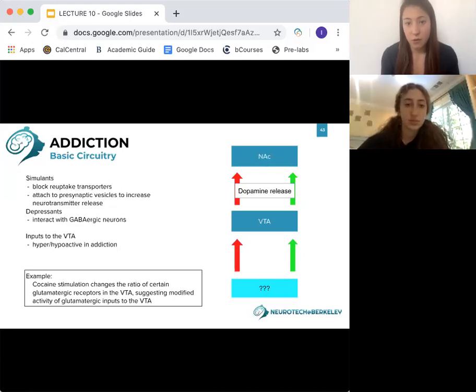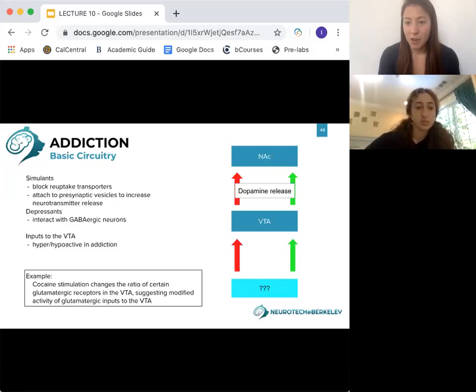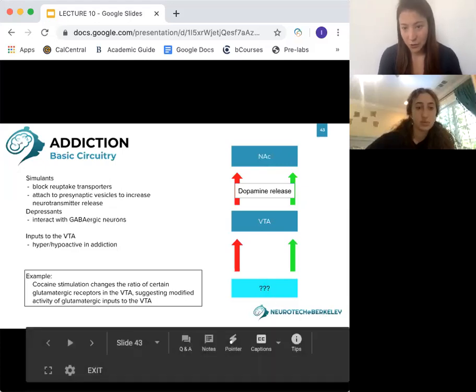Depressants, such as opioids or heroin, block the GABAergic inputs to the VTA, which allows for increased dopamine release in the VTA, again raising levels of dopamine in the nucleus accumbens. And so this is just a very surface level peek into what we know about addiction circuitry. But the thing is, there's a lot more going on than just this. A lot of mystery lies behind the inputs to the VTA, right? So the big question mark right there.